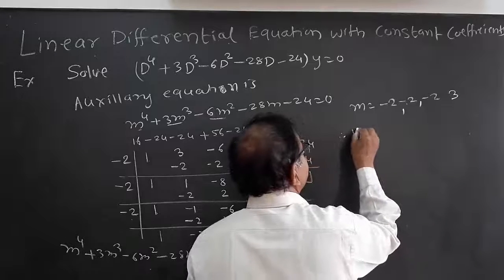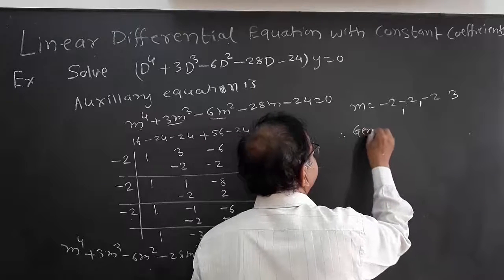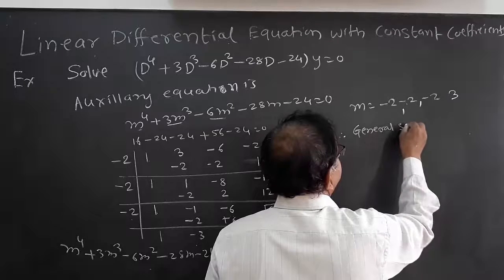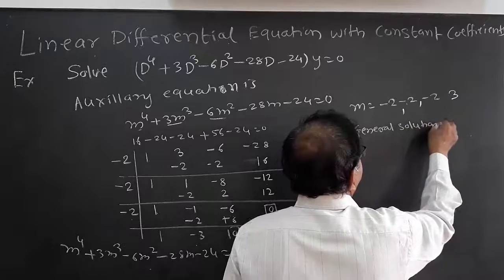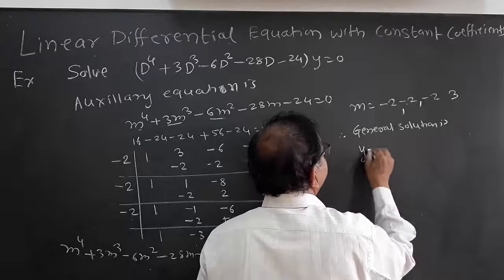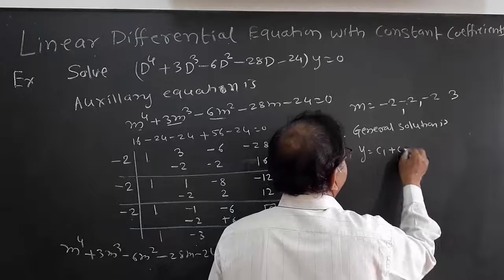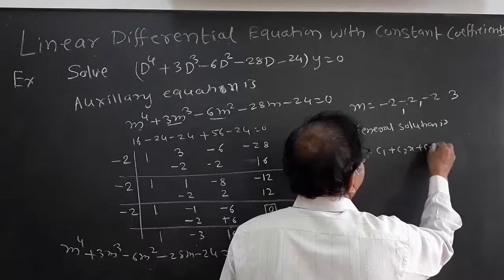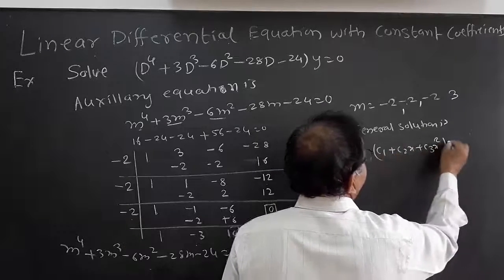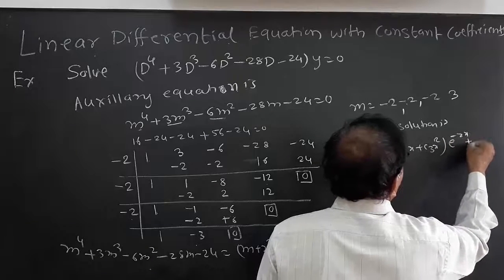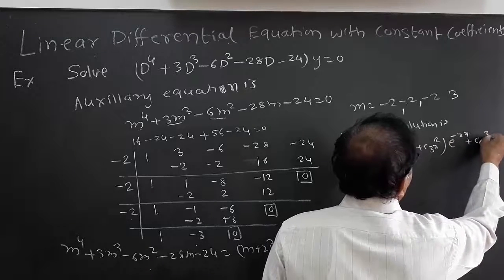Therefore, general solution is y equal to (c1 plus c2x plus c3x square) e raised to minus 2x plus c4 e raised to 3x.